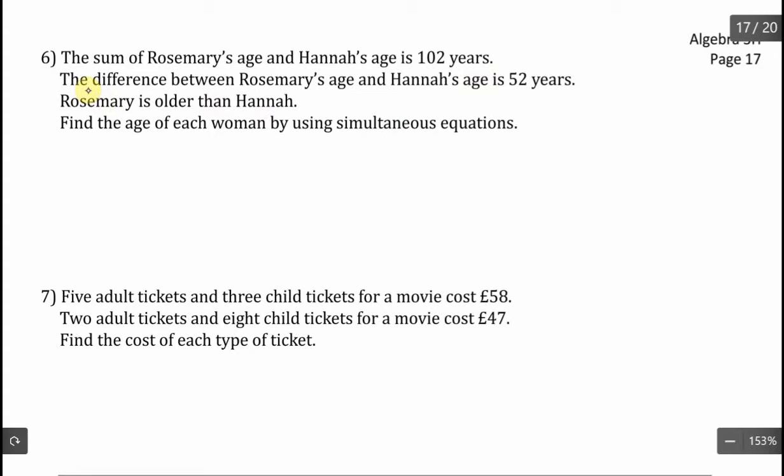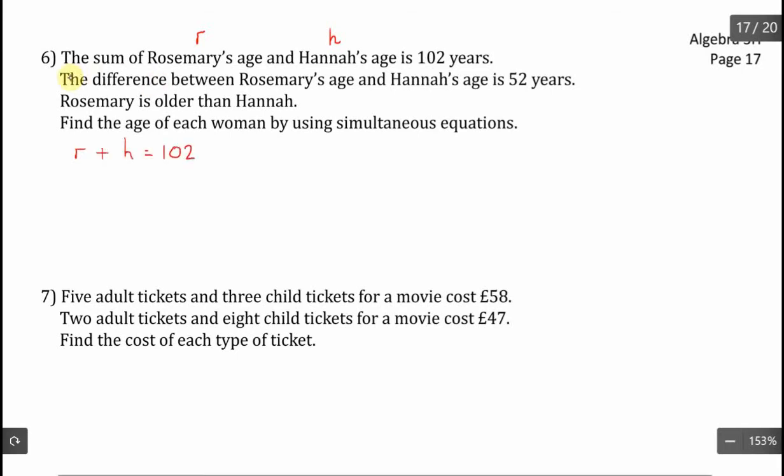Okay, so number 6, it says the sum of Rosemary's age and Hannah's age is 102 years. Well, first we need to decide on a variable letter for Rosemary's age. Surely it would make sense to go with R, and for Hannah's age, let's say H, because I don't want to use A for both of these. And it says the sum of those is 102 years old. So there's my first equation. Might as well start with R plus H equals 102.